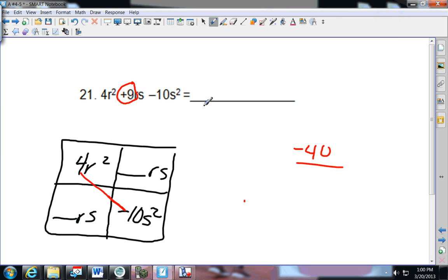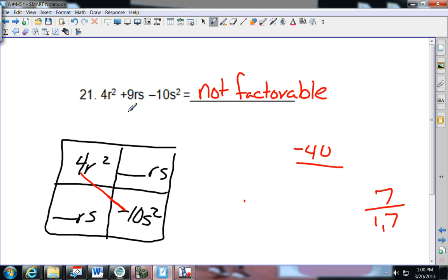If none of them give me +9, this means that this is not factorable. There's nothing, or prime. You can write it as prime either way. Prime means just that as low as it can go. We can't split it up. You know, when you have a prime number, 7's a prime number because you can only multiply 1 and 7 to get 7. It's kind of like basically I can't do anything else with it.